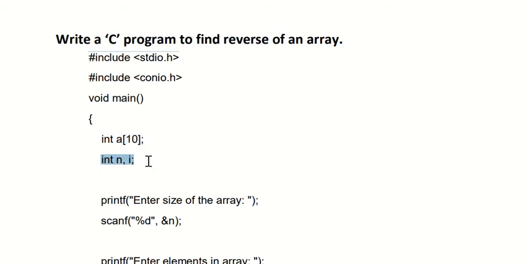After that, integer n. Obviously, first of all we are going to ask the user how many numbers you want to enter. So user can say like 5 numbers I want to enter, or 7 numbers, or 3 numbers. For that we require one variable, and then one more variable, that is i. That is the counter variable for the loop.